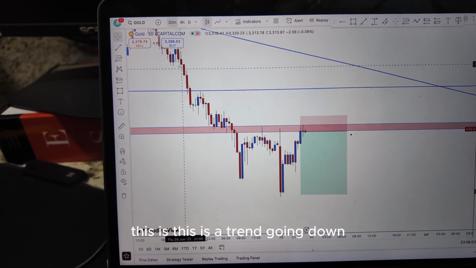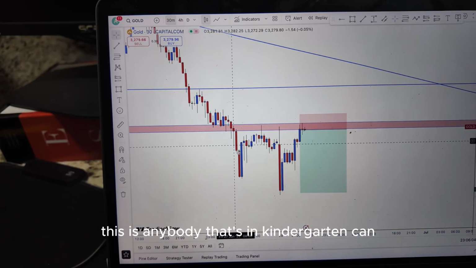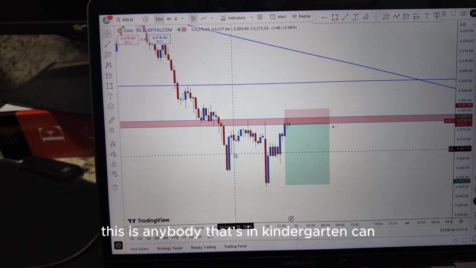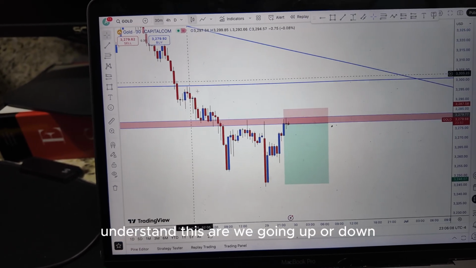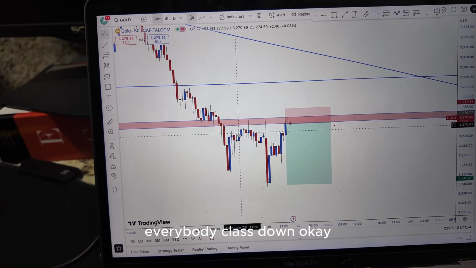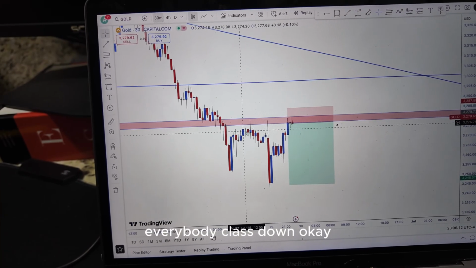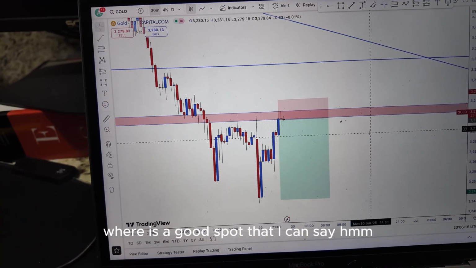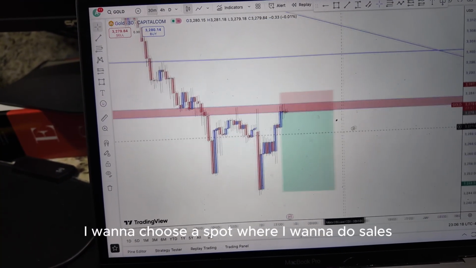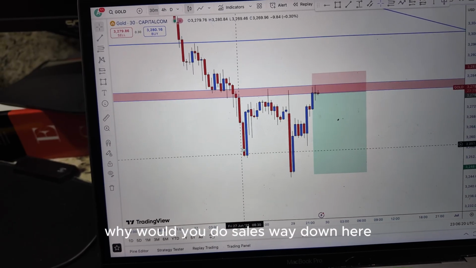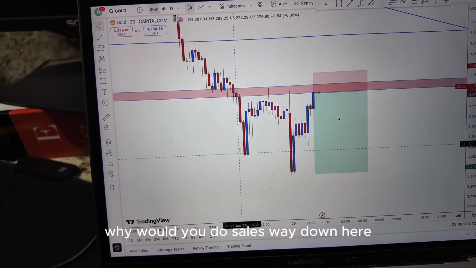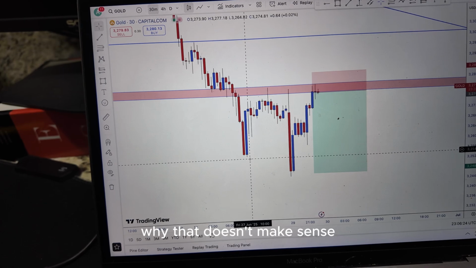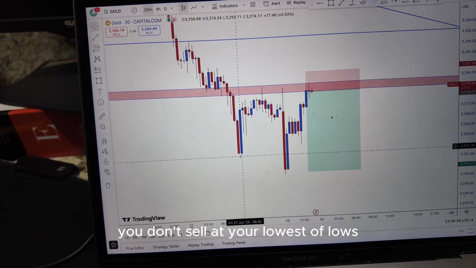Look at this. This is a trend going down. Anybody that's in kindergarten can understand this. Are we going up or down? Everybody, class: down. Okay, since we're going down, where is a good spot that I can choose to do sales? Why would you do sales way down here? That doesn't make sense. You don't sell at your lowest of lows.